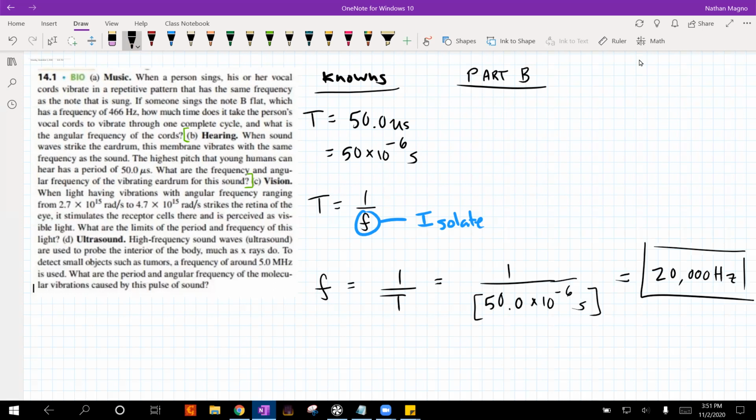All right. Any questions on this part? I know it seems pretty straightforward right now.